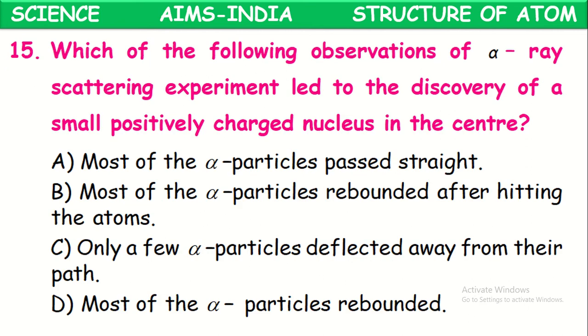Okay, next. Which of the following observations of the alpha ray scattering experiment led to the discovery of the small positively charged nucleus in the center? The center of the atom, the nucleus, was discovered by the observation that only a few alpha particles deflected away from their path on reaching the center part of the atom. By this observation, we assumed that there is a certain massive part at the center of the atom which has a positive charge.